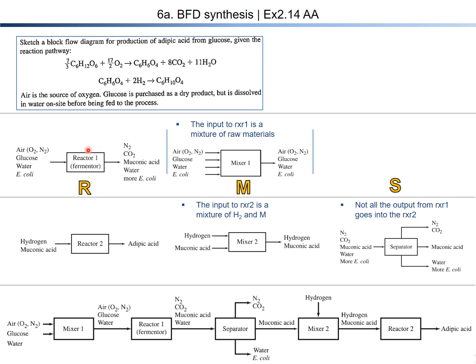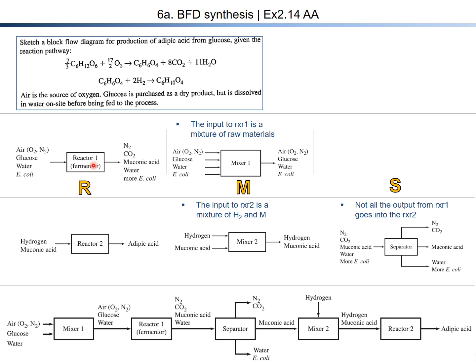The starting point is always the reactor. So let me start with the first reaction. Here is reactor 1. It is a kind of fermenter. And into this reactor 1, air as a mixture of oxygen and nitrogen, dry glucose, and pure water plus bacteria, E. coli, are introduced.